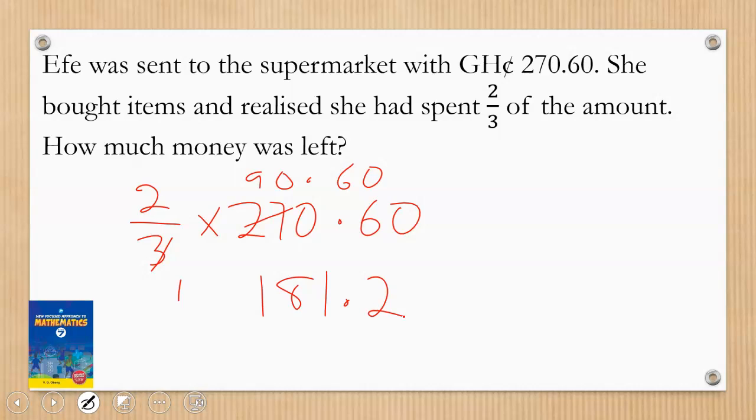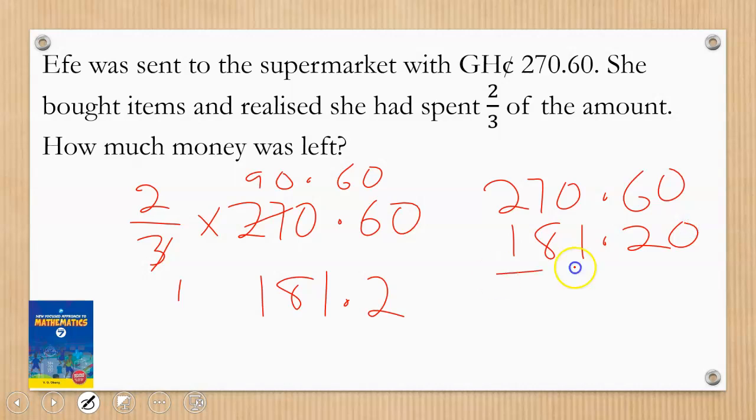Right, so this happened to be the amount of money she spent on the items she purchased at the supermarket. How much is left? So we are just doing 270.60 minus 181.20. So when you do this simple subtraction, we'll be able to get our answer, right? Good. So when that is done, we will have 89.40. That means 89 cedis, 40 pesewas. That was the amount of money left after she spent 2/3 of the money at the supermarket.